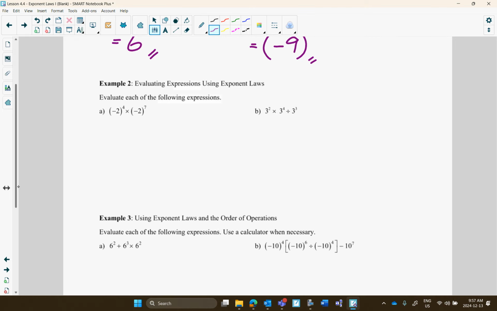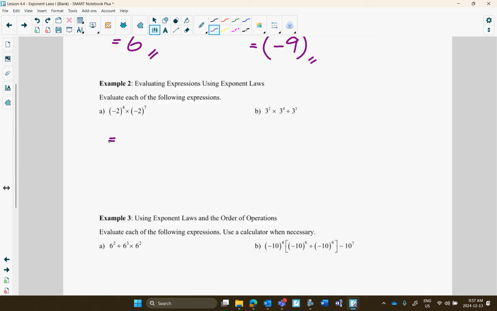Now here, you're asked to evaluate. So what we want to do is simplify as much as possible, and then evaluate, meaning we want to find the answer. So how can I write this using one power?